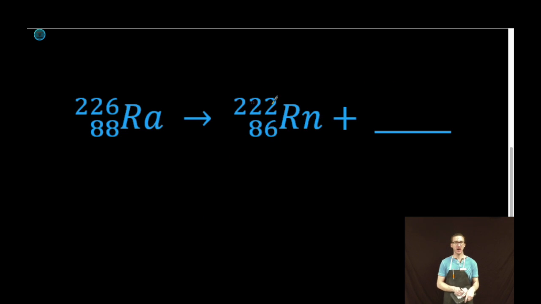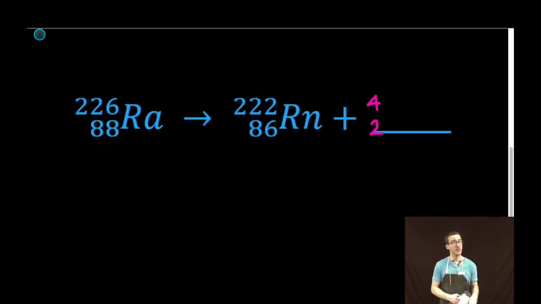Again, the numbers at the top have to sum together to equal the sum of the numbers on the top on the other side of the equation. On the left-hand side, the only number I have on the top is 226. So on the right-hand side, the numbers have to add together to 226. I've already got 222 of that 226 right here, which means that 4 must be the mass number of this missing particle. Same thing with the number on the bottom, except the numbers have to add together to 88. 86 of that 88 is right here, so 2 is going to be right here.